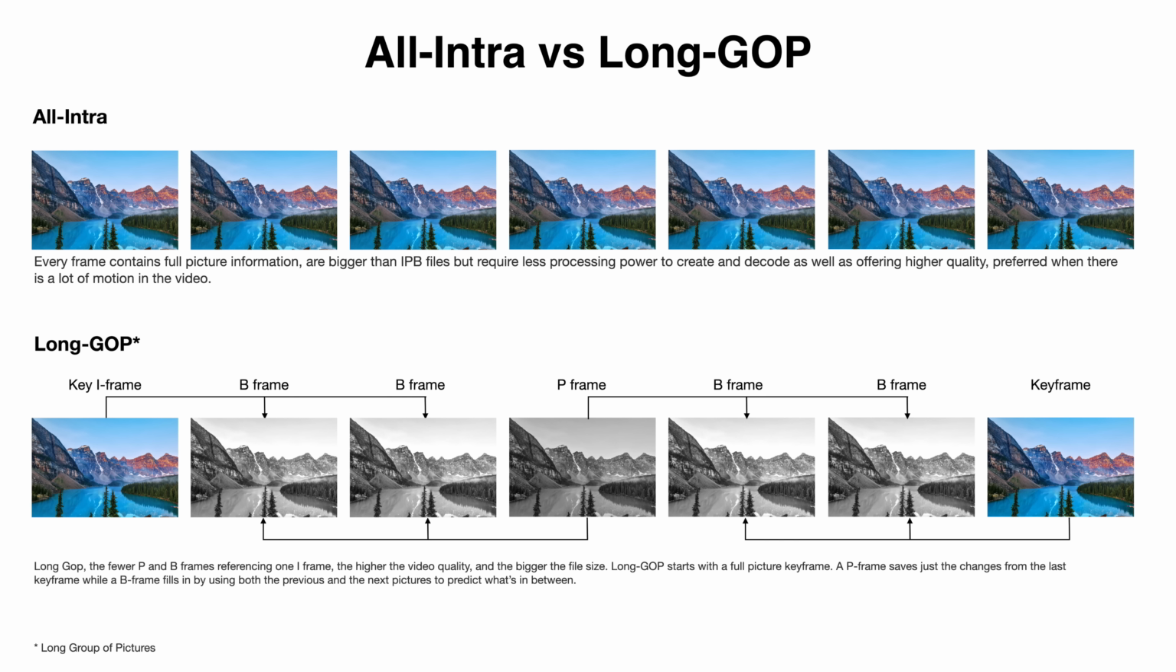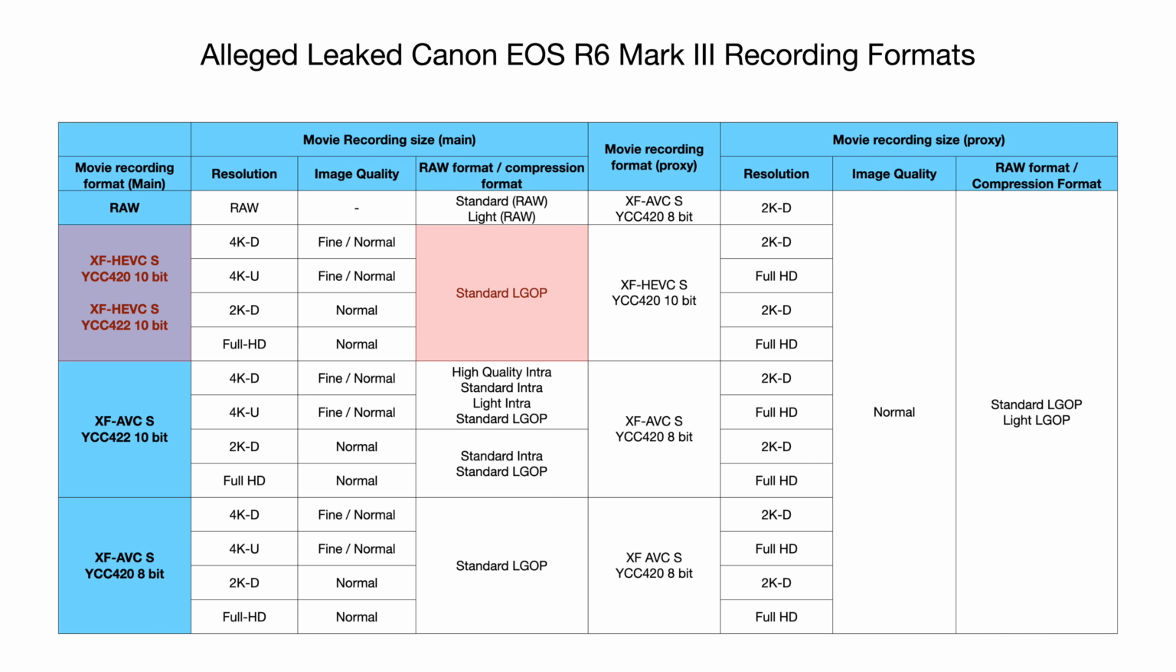It's also known as IPB because the generated P frames and B frames are sandwiched between each image frame. We also get 4K fine in this movie recording format, along with DCI 4K, UHD 4K, 2K, and Full HD.